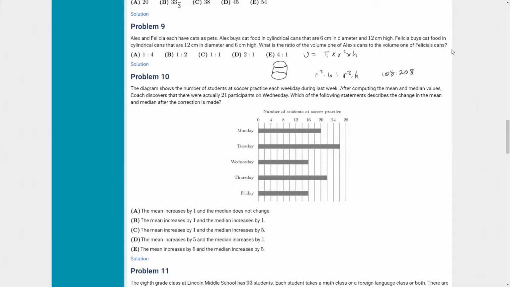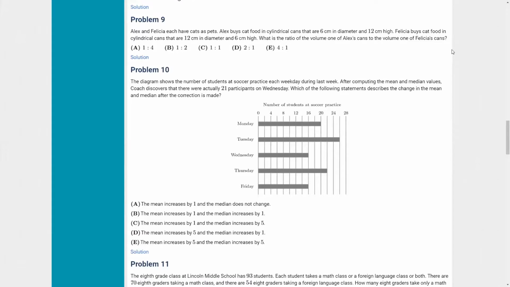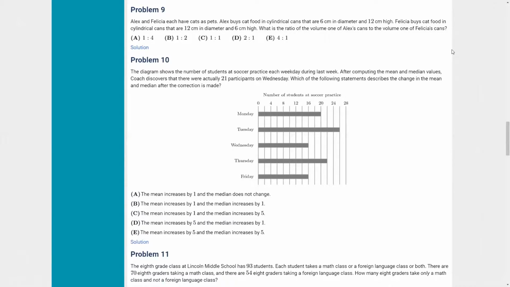So 36 times 6 is equal to 208. So, sorry, not 208, 216. That is my mistake. So now the ratio is 108 to 216. So the ratio of the volume of Alex's cans to the volume of Felicia's cans is, we divide, 1 to 2. So for question number 9, the answer should be B, 1 to 2.